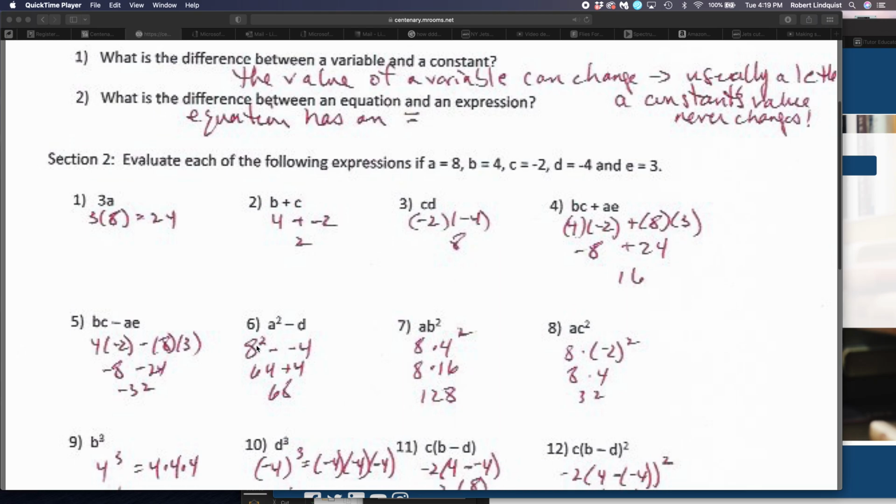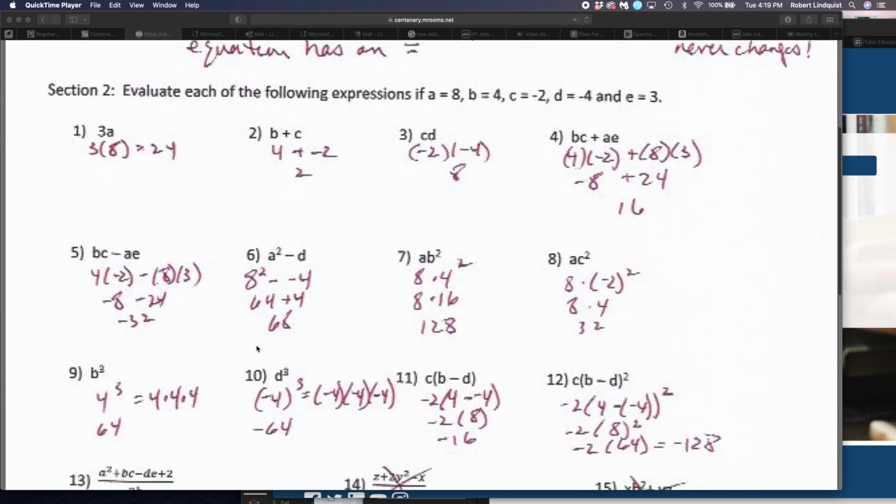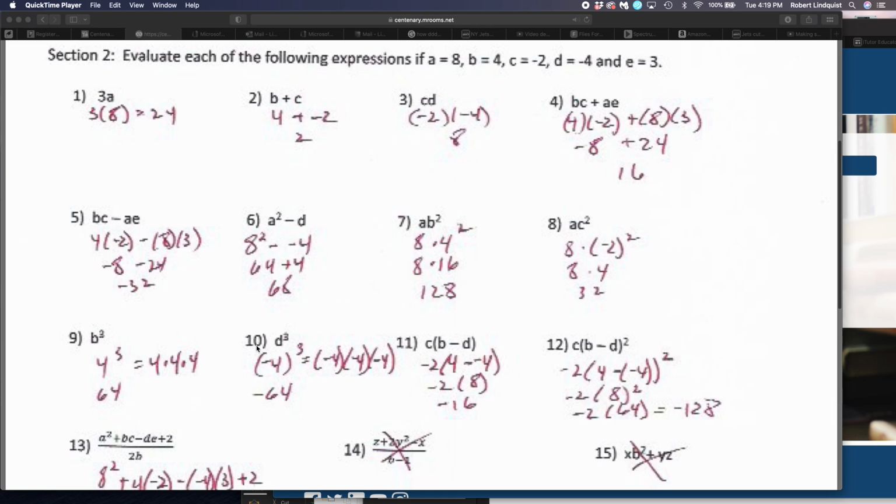The big difference between an equation and an expression is that an equation has an equal sign. Expressions do not. So a plus b is an expression. A plus b equals, that's an equation. Okay, so we never, ever, ever want to have an equal sign in an expression. Okay, there's the answers to numbers 1 through 12.